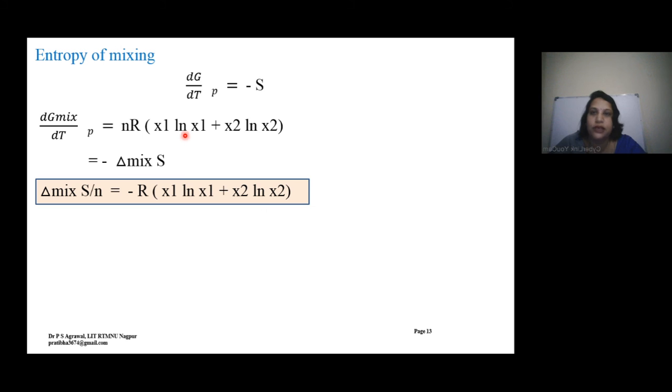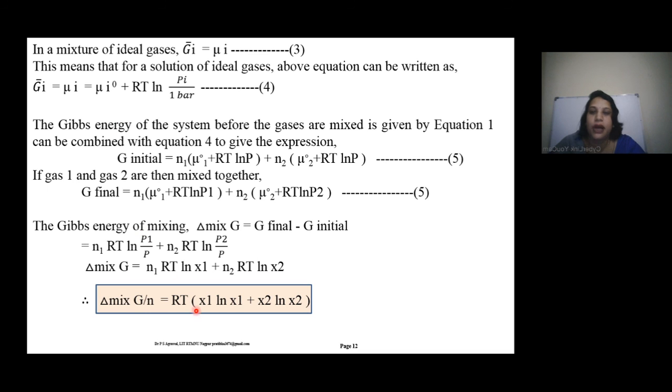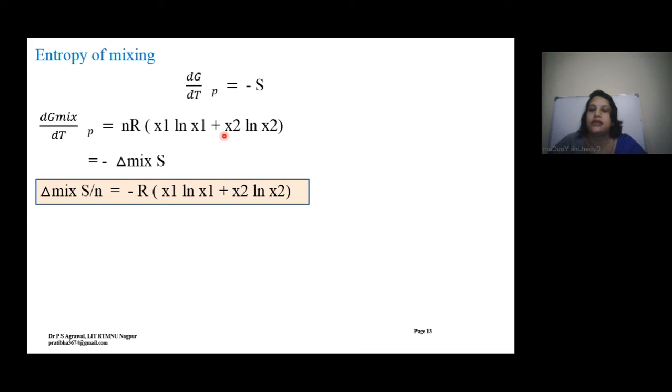Now the entropy of mixing. We know entropy is minus del G by del T. So simply we have the equation for delta G of mixing. We will differentiate it with respect to T. So the term T will go and the remaining will be our entropy of mixing. It will be minus. We just have to divide this expression by T and change the sign. So if an exam problem asks you to find just one quantity, for entropy, just divide it by temperature and change the sign. You will get the entropy of mixing.